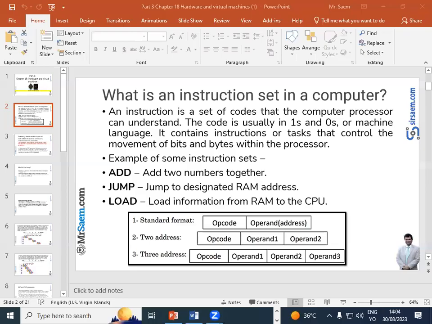Right. Okay. So here we go. I have shared the screen. Yes, I have. Let's discuss.